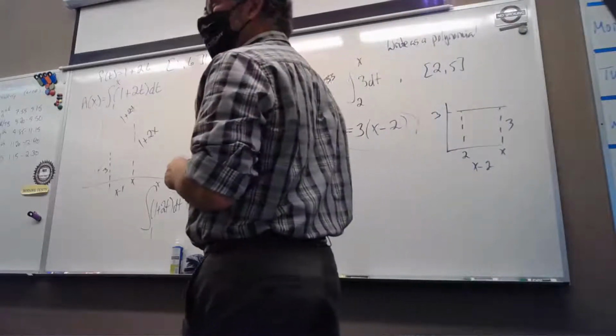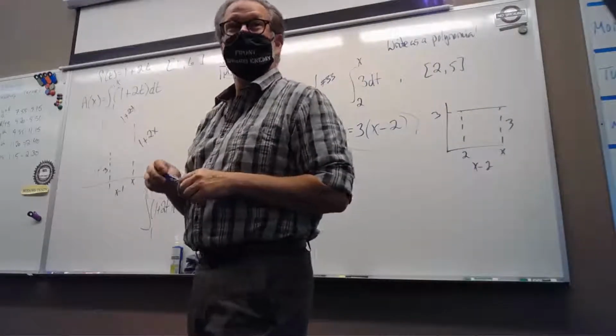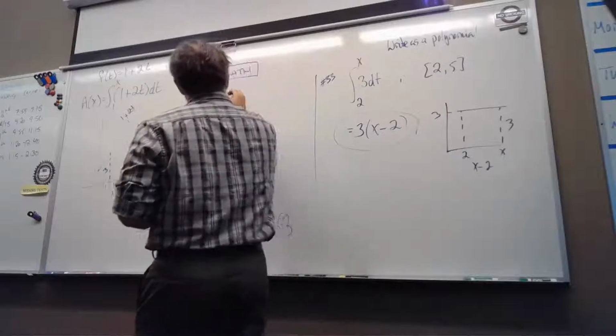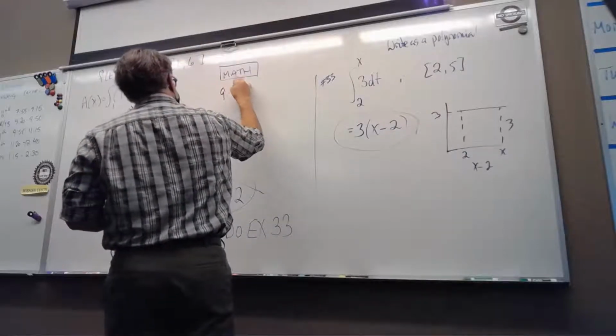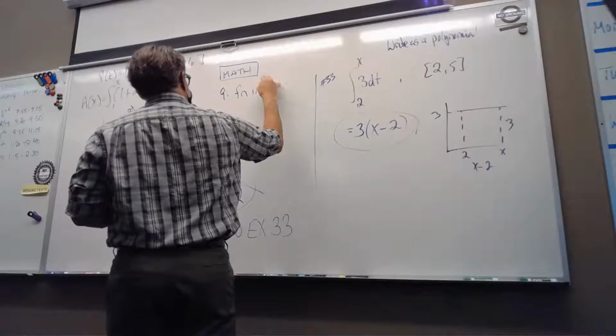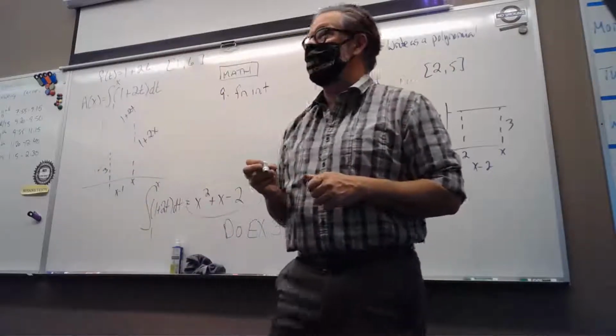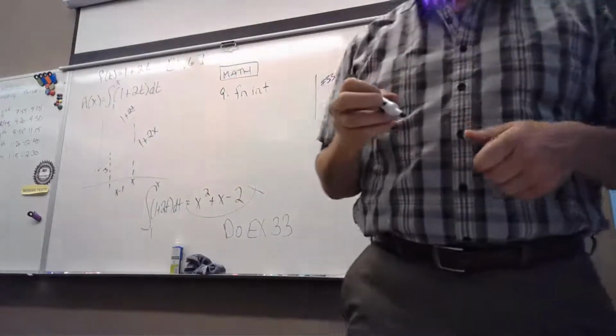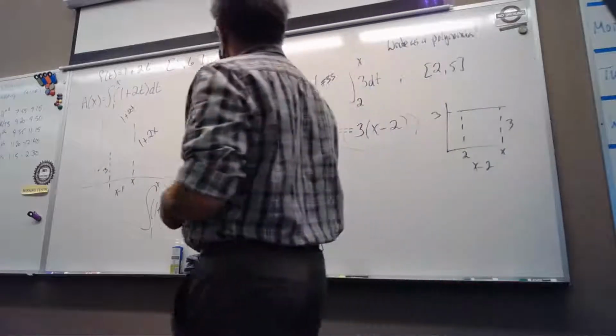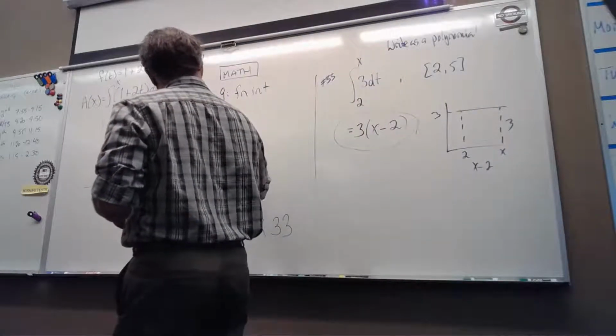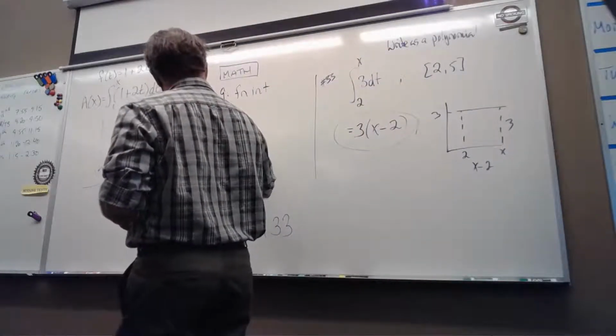Everybody push the math button on your calculator. Everybody scroll down to number 9. I believe it says FNINT on your calculators. Press number 9 or just hit enter on that one. And it will give you this on your screen.